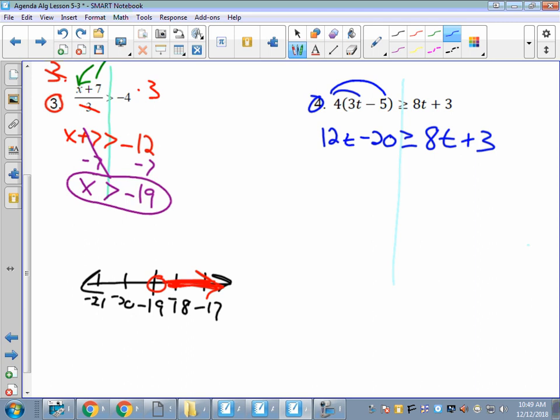Okay, do we have any like terms? We don't have any like terms. We take a look on the left side. This is a t and a negative 20. We can't do anything there. We've got a t and a 3. We can't do anything there. So we can't combine any like terms. So we can start trying to solve this, start trying to isolate the variable.